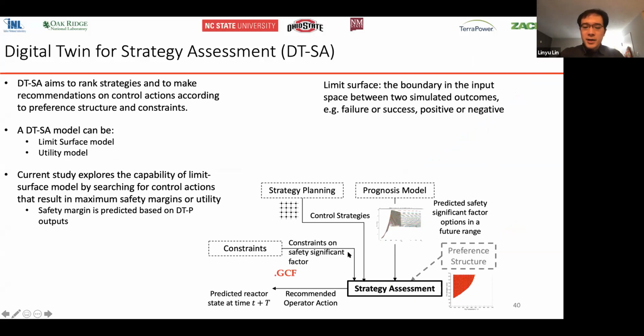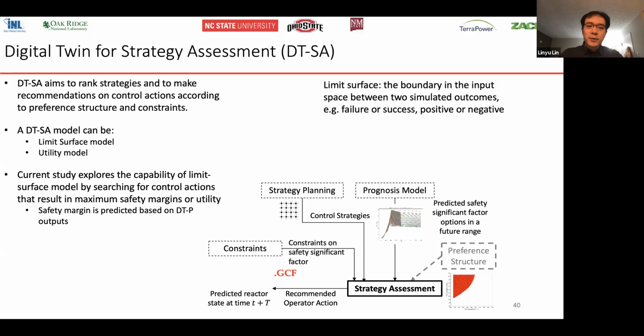Then is the strategy assessment. The strategy assessment aims to rank strategies and make recommendations on the control actions according to the preference structure and constraints. A strategy assessment model can be a limit surface model, or it can be a utility model. Just for your reference, a limit surface represents the boundary of input space between two simulated outcomes, for example, failure or success, positive value or negative value. Those between the two states, that's the limit surface.